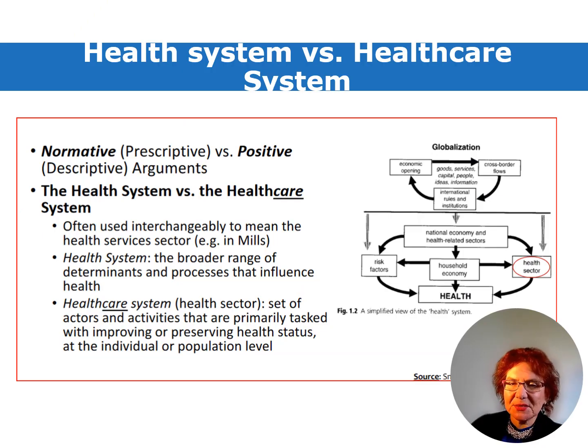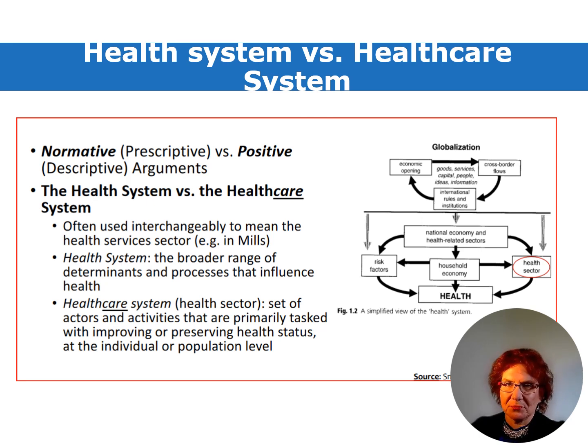Now, in this class, we'll talk about the health system and the healthcare system. A lot of times we use these terms interchangeably, but the health system implies a broader range of determinants. The health system has components outside of the healthcare system. Think about public health departments and restaurant inspections, for example. The healthcare system is those set of actions and activities that are really concerned with prevention and treatment of illness and disease.